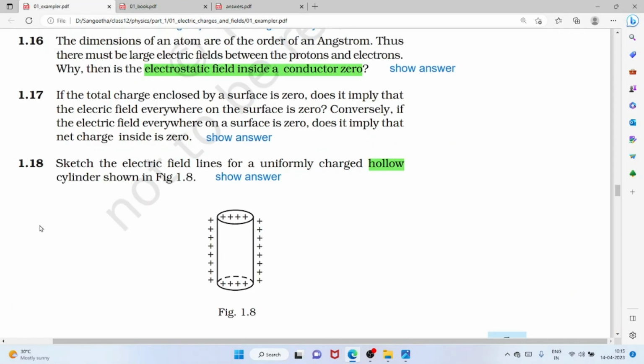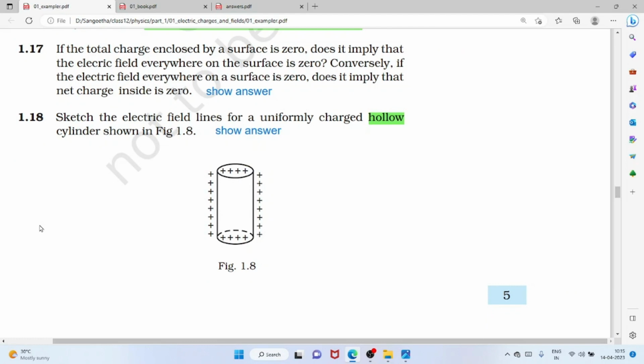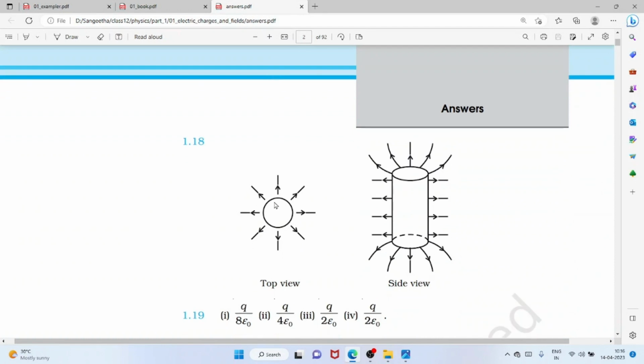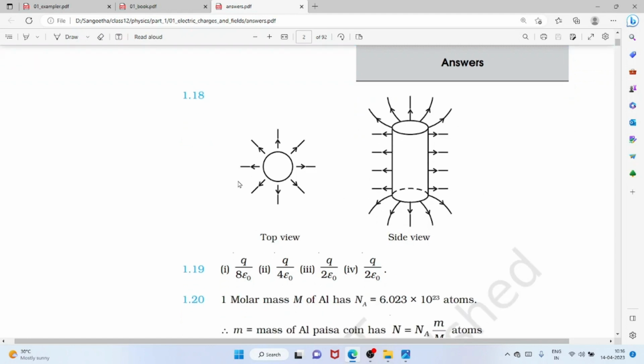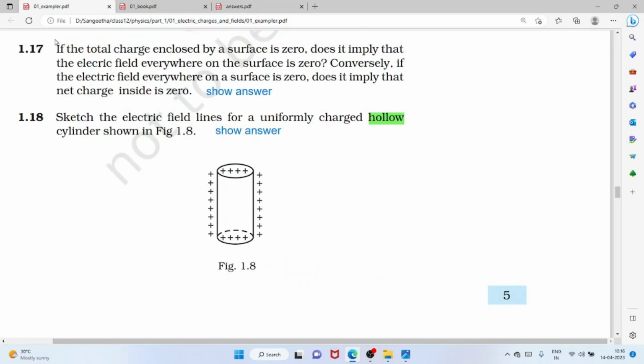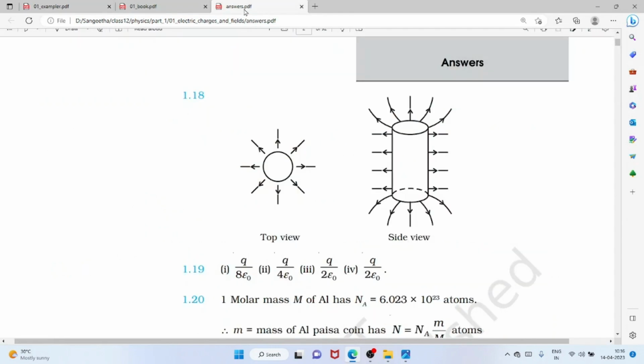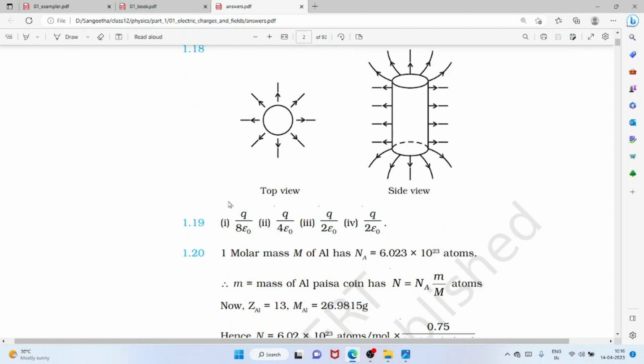Okay, question number 18. Sketch the electric field lines for the uniformly charged hollow cylinder shown in the figure. This is the top view and this is the side view. Because this is positively charged, the field lines are going away from the cylinder. What will be the total flux through the cube? This is slightly complex. I will show you the answer. You can go through the book. These are the answers for all of these.